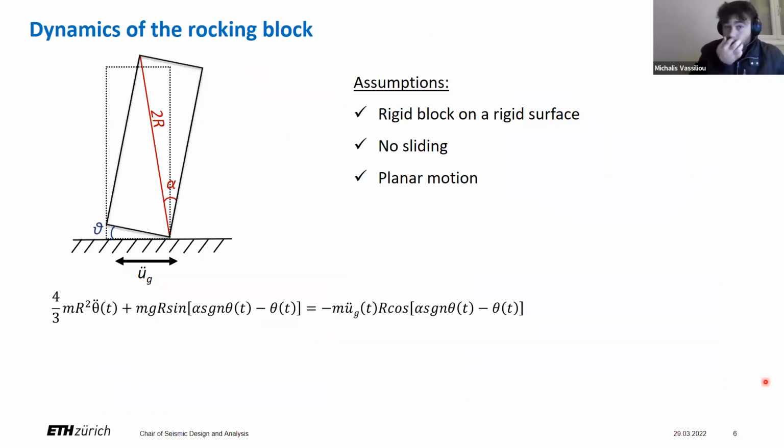Now, let's see the dynamics of a solitary rocking block under ground excitation UG. The block has a semi-diagonal R and a slenderness angle alpha. We will make the following assumptions. A, the block and the support are rigid. B, there is sufficient friction to prevent sliding. And C, the motion is planar. Under these assumptions, we take moments around this corner down here, and we get the equation of motion. You might observe that there is no constitutive law involved, apart from the assumption that everything is rigid. It is only Newton's laws. So the model should be accurate unless we're moving close to the speed of light, which we're not.